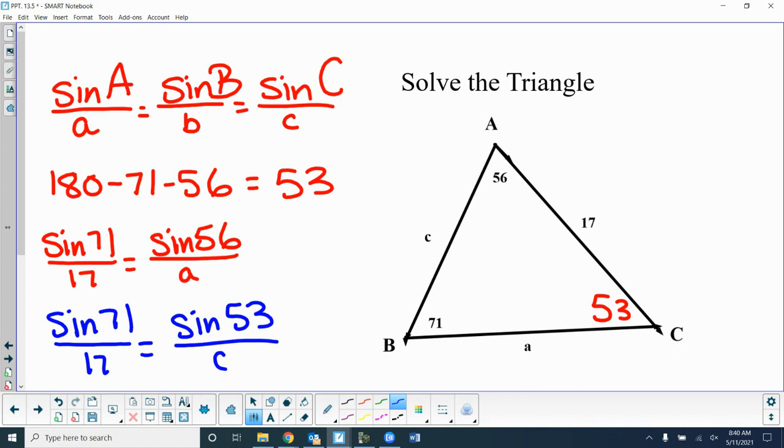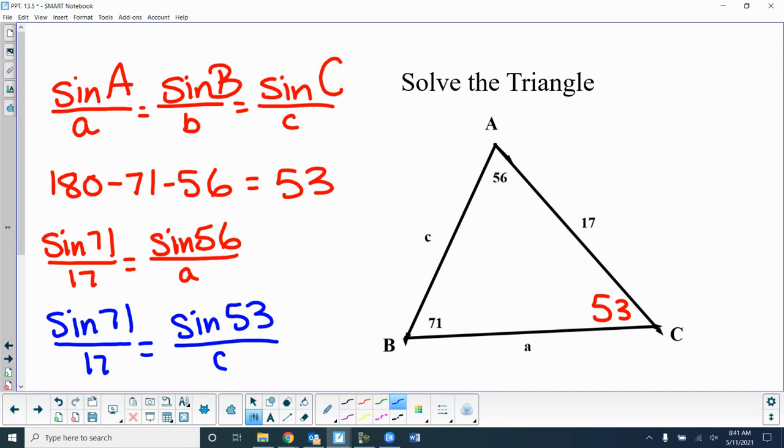Again, the angle you use is over top of the side that's opposite it. That's why the 71 was over 17. That's why the 53 was over the C. That's why the 56 is over the A. Make sure you're in degree mode on your calculator. And then proportions are real easy to solve. You just cross multiply and divide.